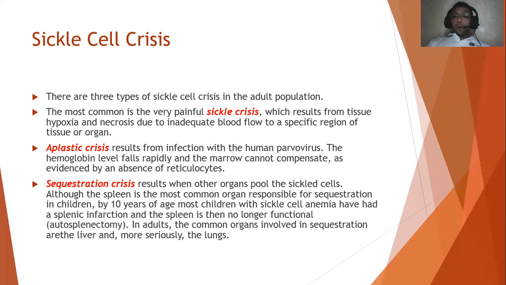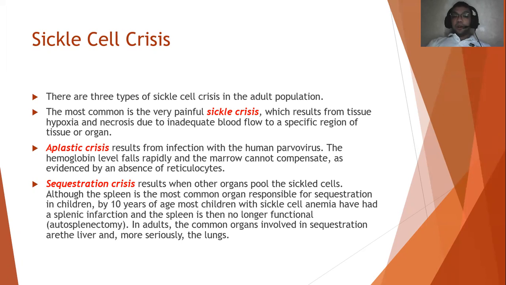The spleen is the most common organ responsible for sequestration in children, and by 10 years of age, most children with sickle cell anemia have had a splenic infarction. Why? One of the highly vascularized organs of the body is the spleen. So the spleen will no longer be functional, or that is the definition of autosplenectomy. So ectomy, it automatically is removed from the system due to the blockage of the blood vessels in the spleen.